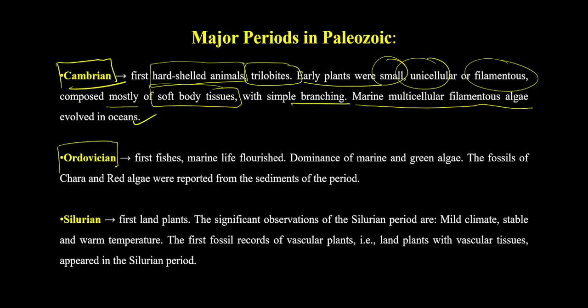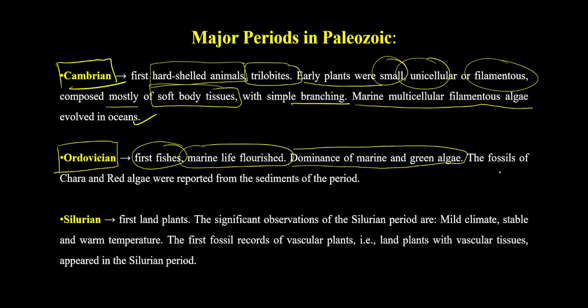Then the Ordovician period. The first fish arrived, marine life flourished in this time scale, and there was dominance of marine and green algae. The fossils of Chara and red algae were reported from the sediments of the period.